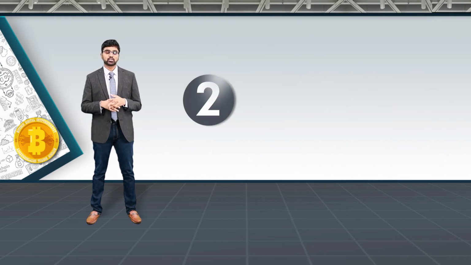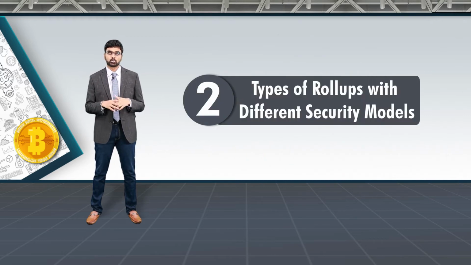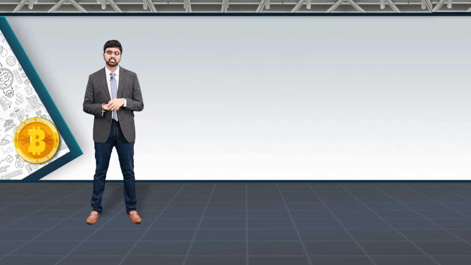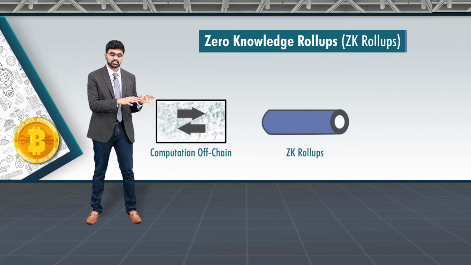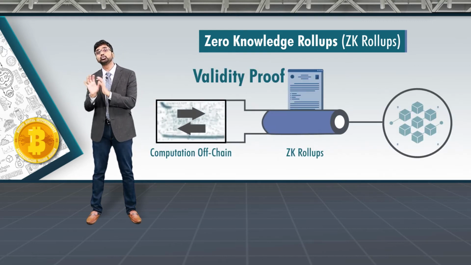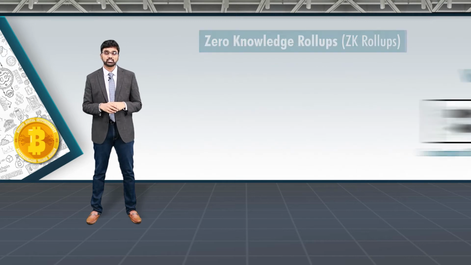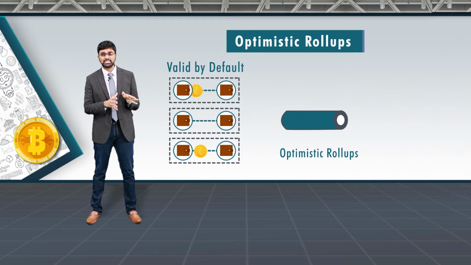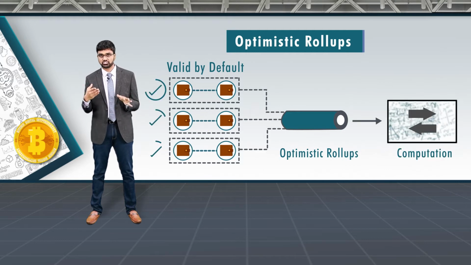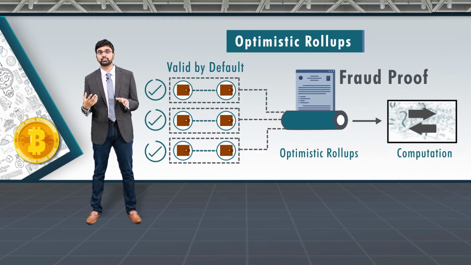Now, there are two types of rollups with different security models. The first one is called a zero knowledge rollup, a ZK rollup. It runs computation off the chain and submits a validity proof to the chain. The second one is called the optimistic rollup. It assumes transactions are valid by default and only runs computation via a fraud proof in the event of a challenge.